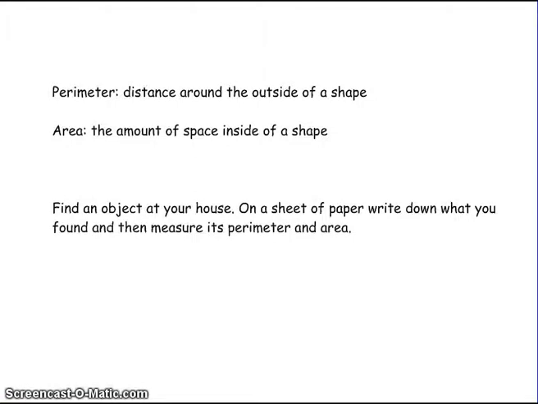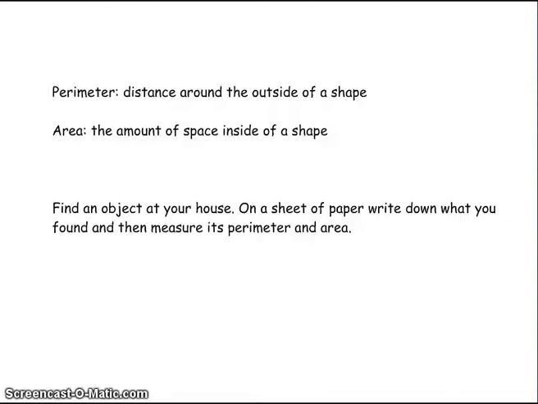Okay, so now that you saw that example, just a quick review. We know that perimeter is the distance around the outside of a shape. We find that by measuring each side and then adding them up. Area is the amount of space inside of a shape. We find that by doing our length times width.